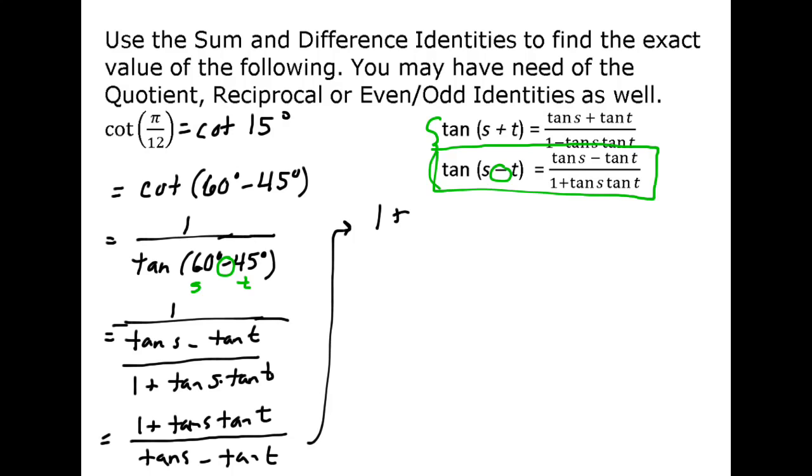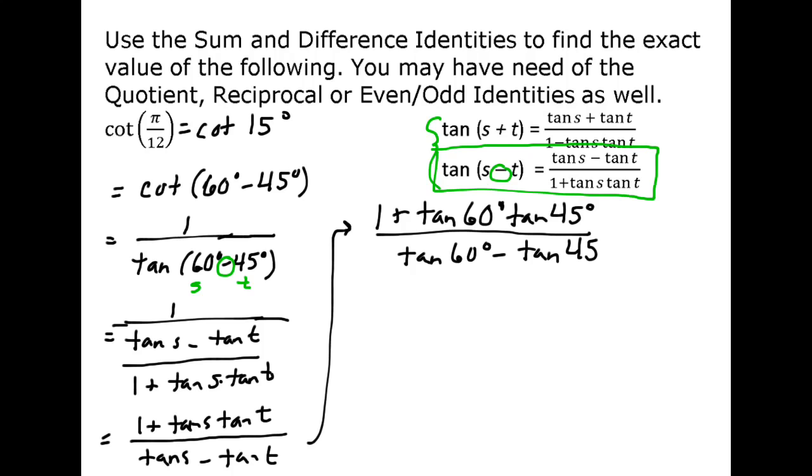So 1 plus tangent of 60 degrees times tangent of 45 degrees over tangent of 60 degrees minus tangent of 45 degrees. So you can go ahead and draw the triangles for that. I'm getting a little squished on the paper, so I'm not going to draw that. But you can draw the figures and figure out that the tangent of 60 degrees, that would be square root of 3. And the tangent of 45 degrees is 1.